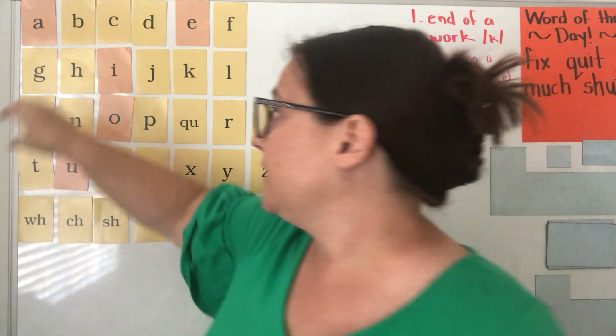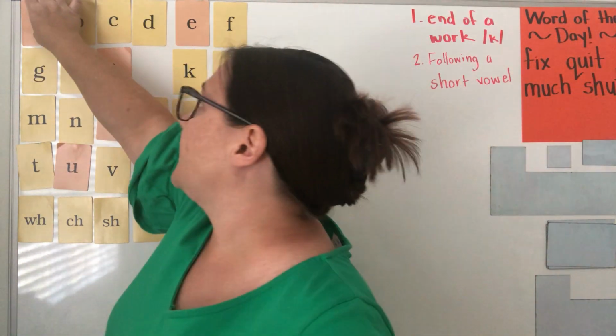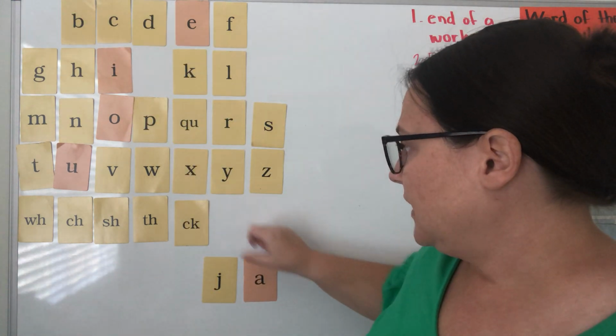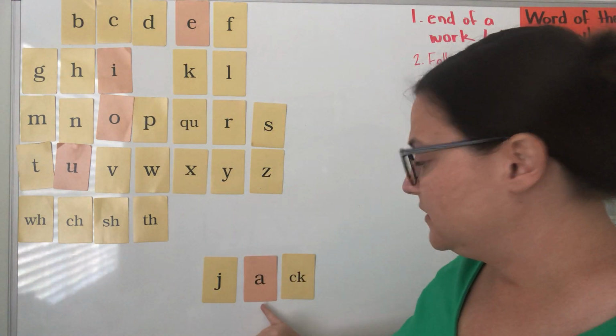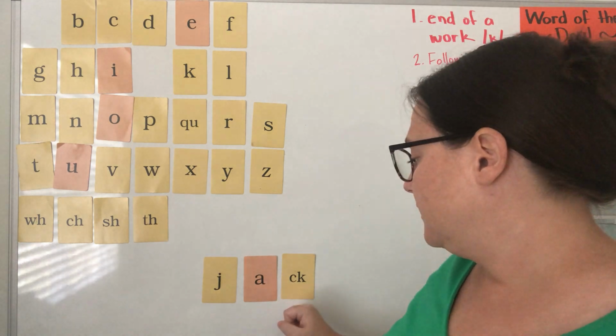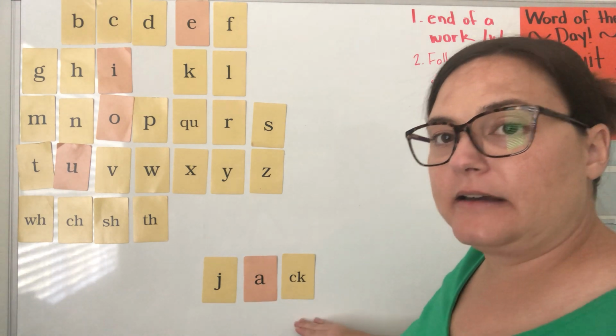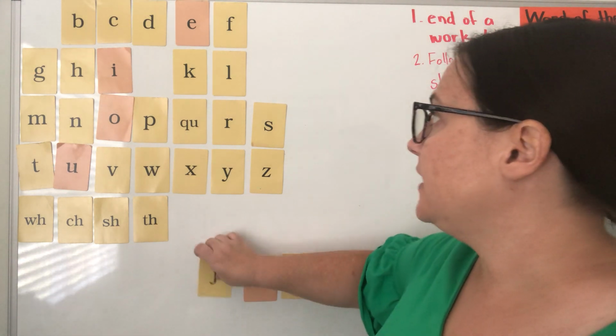J is my first sound, so grab your J. A is my next sound. And then I have k. So this is short A sound, a, k, followed by k. Let's tap it together. Ready? J, a, k, jack. Clear the deck.